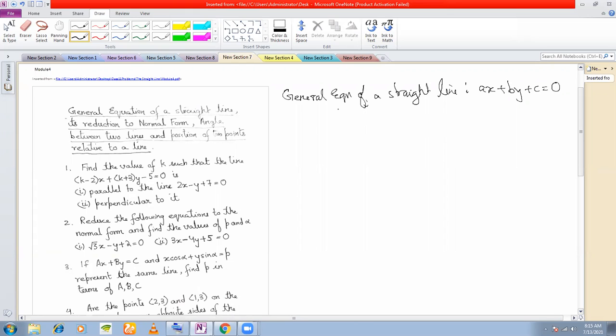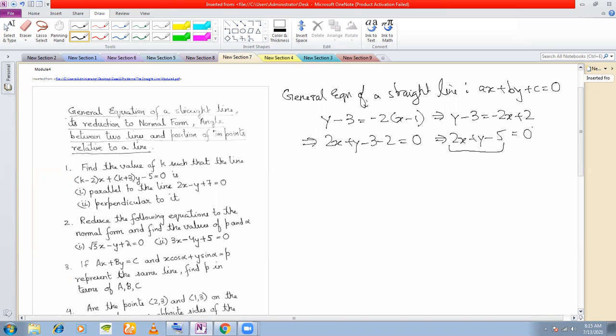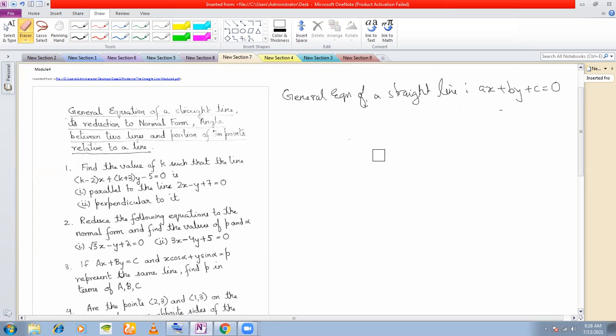So remember, suppose I get the equation in 2-point form this way, and I was writing this equation as y minus 3 is equal to minus 2x plus 2. And then I was bringing everything on one side: 2x plus y minus 3 minus 2 is equal to 0, to get 2x plus y minus 5 is equal to 0. Why was I writing in this manner? I was writing in this manner because I wanted to write the equation in the general form. So in most of the problems, you will find the equation of the straight line in general form, which is in the form ax plus by plus c.